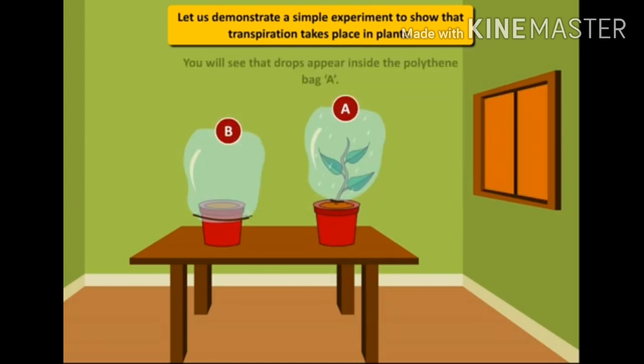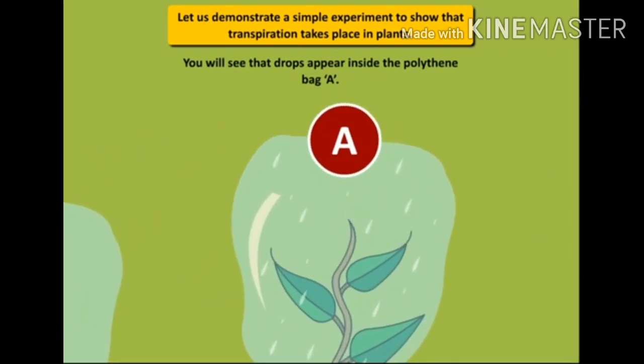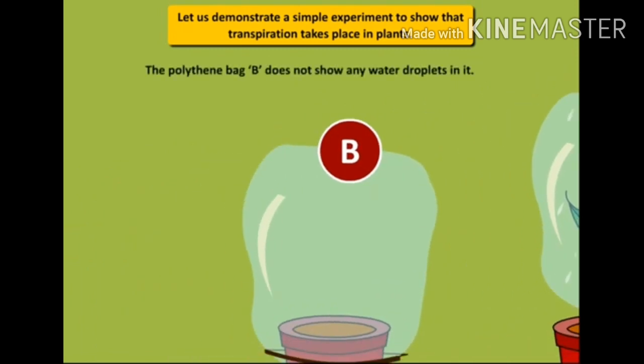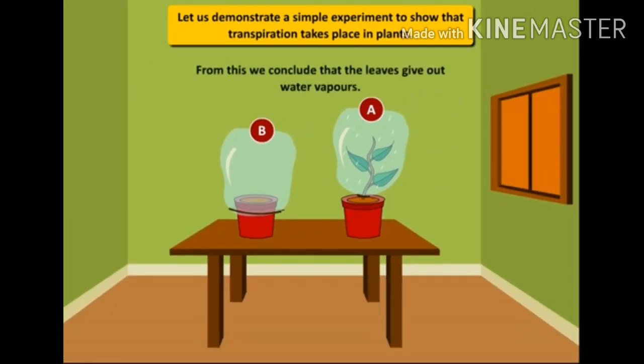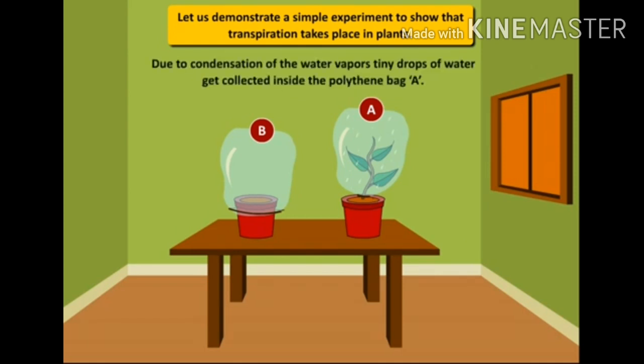After an hour, you will see that drops appear inside the polythene bag A. The polythene bag B does not show any water droplets in it. From this, we conclude that the leaves give out water vapors. Due to condensation of the water vapors, tiny drops of water get collected inside the polythene bag A. This experiment shows that plants give out water to the atmosphere through transpiration.